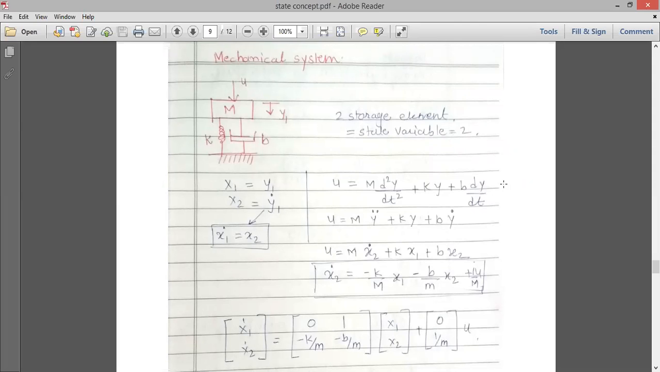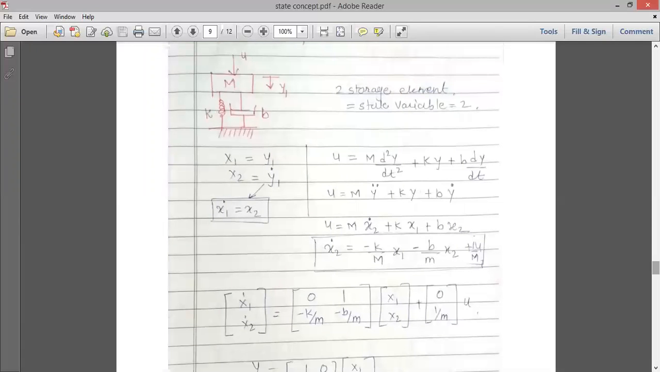To understand this, we assume this example having an arrangement of mass, spring and damper. U is the input force applied, and y1 is the displacement of this particular mass. Here the spring, mass and damper are the storage elements. So there are two storage elements, and the number of state variables is equal to 2. So here we have to assume the displacement as a state variable.